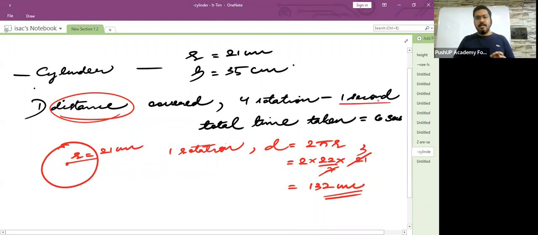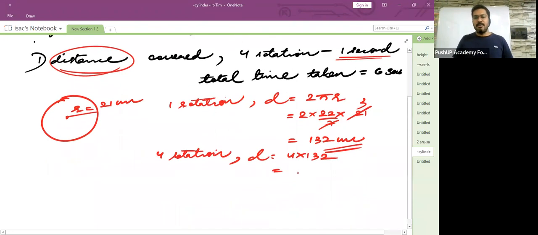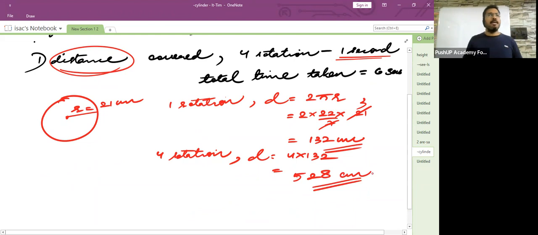Now, in 1 second, the wheel undergoes how many rotations? 4 rotations, isn't it? So, in 4 rotations, how much is the distance covered? It would be 4 times 132, which is equal to 528. So 528 centimeters. Makes sense?